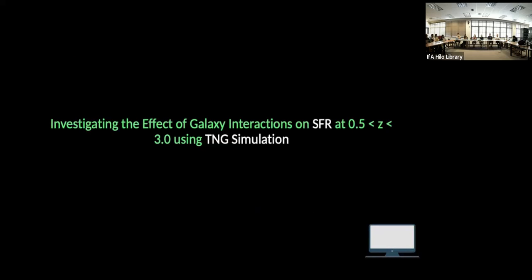So now let's look at the star formation rate. Sorry, I'm rushing a little bit, but if you have any questions, feel free to let me know.